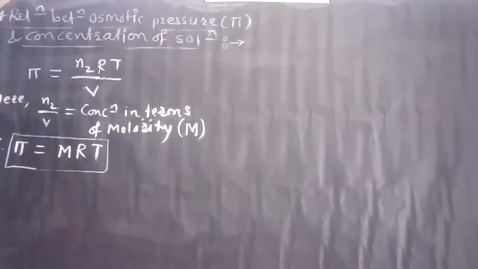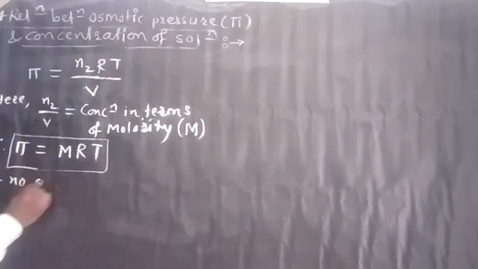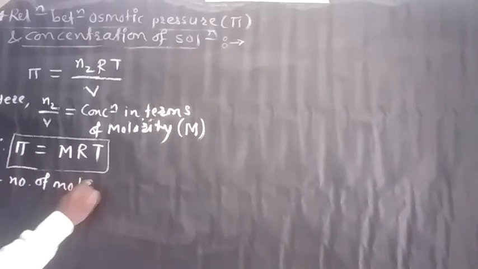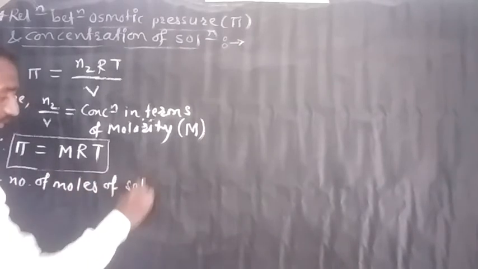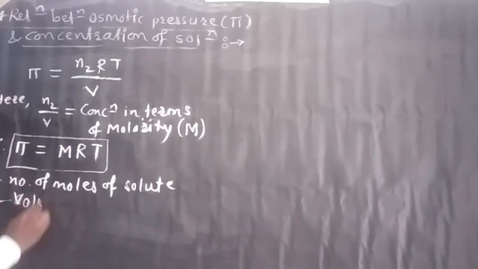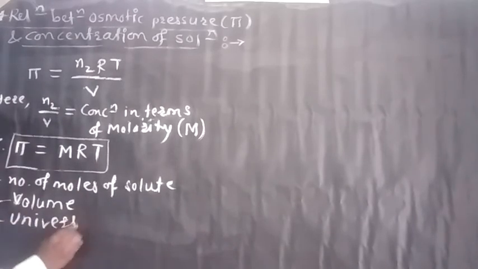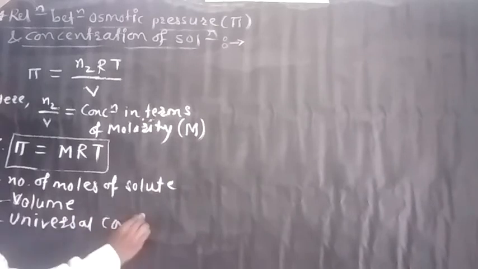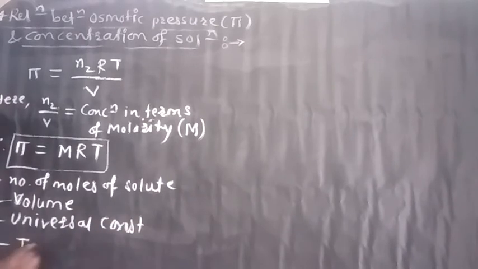Here keep in your mind, m is nothing but the molarity, pi is nothing but the osmotic pressure, N2 is the number of moles of solute, V is the volume, R is the universal constant, and T is taken as temperature.